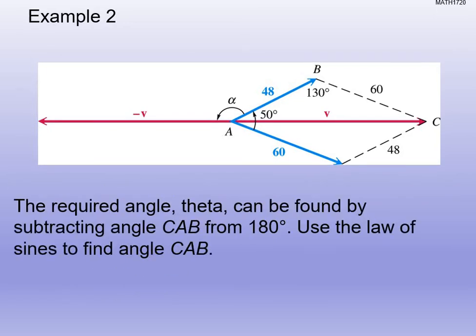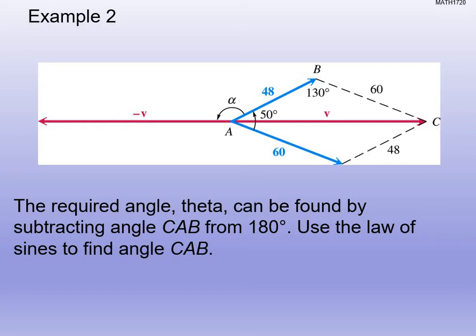Okay, so we have to find, it's mislabeled on here. It says the required angle theta. It should not be theta. That is the angle alpha. So we've got a typo in here. It's angle alpha. Okay, so we can subtract and find alpha by doing some calculations.